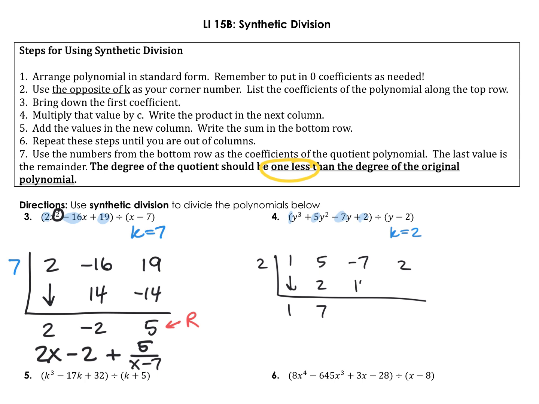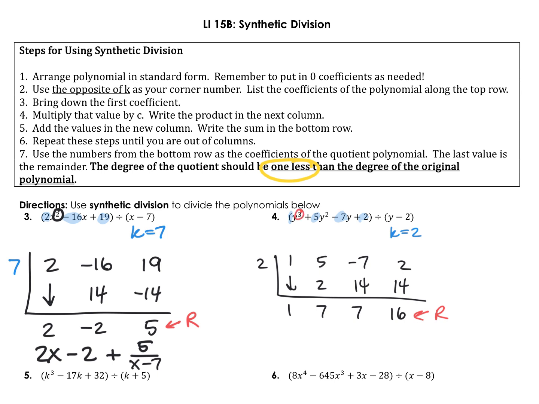7 times 2 is 14. Add these up. That's 7. And then lastly, 7 times 2 again is 14. If you add these up, you get 16. 16 is the last number on the right here. That's the remainder. And again, you need to look at what's the highest degree on this one. It's a 3, so it needs to be 1 less.